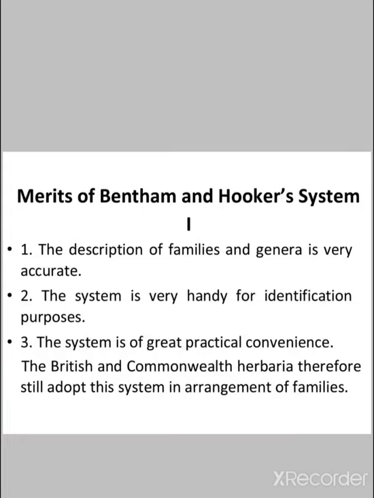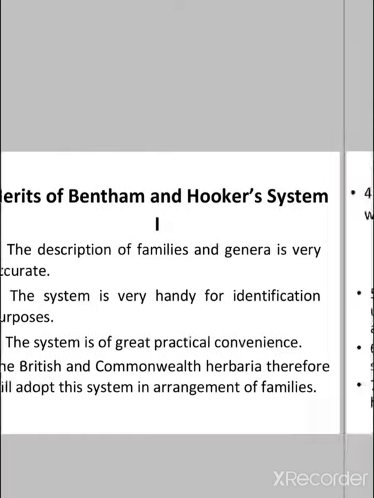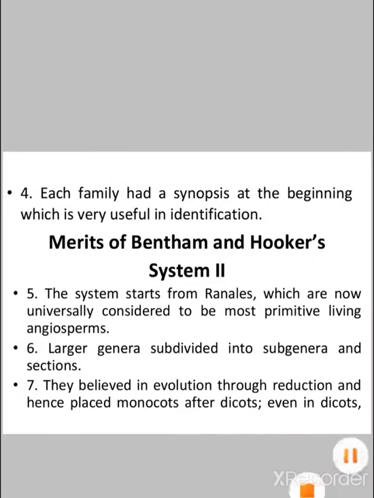Now we discuss the merits of the Bentham and Hooker system. The description of families and genera is very accurate. According to this system, it is very handy for identification purposes. The system is of great practical convenience. The British and Commonwealth herbaria therefore still adopt this system in the arrangement of families. Each family has a synopsis at the beginning, which is very useful in the identification process.